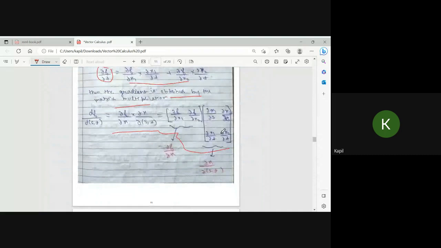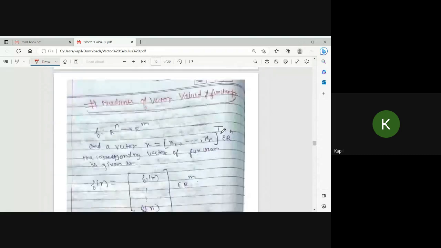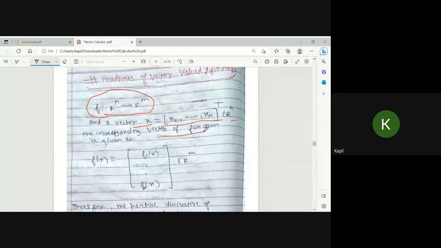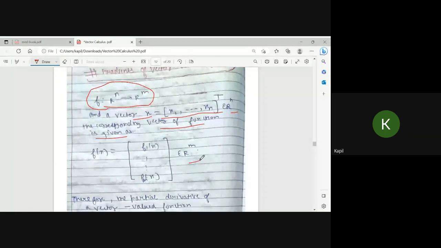Gradient of a vector valued function, this is our next topic. In this case, our domain is n dimensional and the output range is m dimensional. So let us consider a vector x, our domain vector, x1 to xn transpose, that is an n dimensional vector. The corresponding vector of the function is given as f1(x) to fm(x), that is the m dimensional vector. So what we have to find? We have to find the gradient of this function.